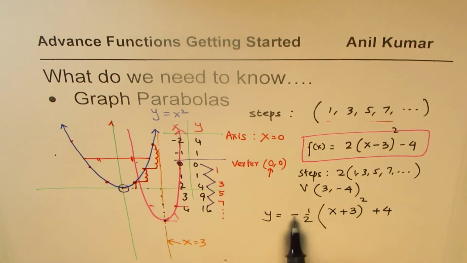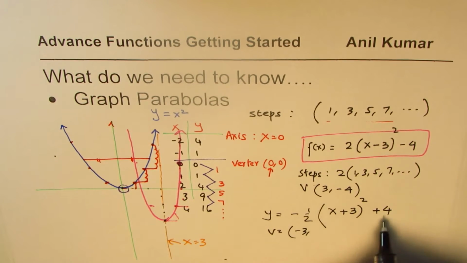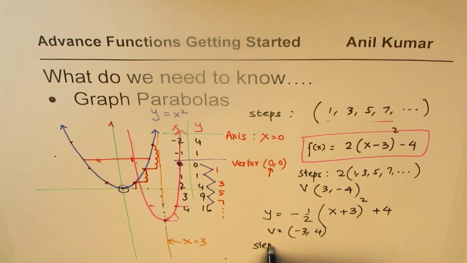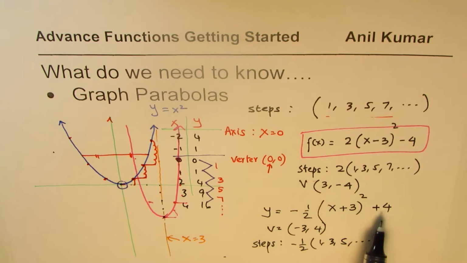If we have this kind of an equation, what is the vertex? Can you help me? Vertex is at -3 and +4. And what are the steps? Steps will be -1/2 of 1, 3, 5, 7, and so on. Is it okay? So we'll now sketch with this given data.